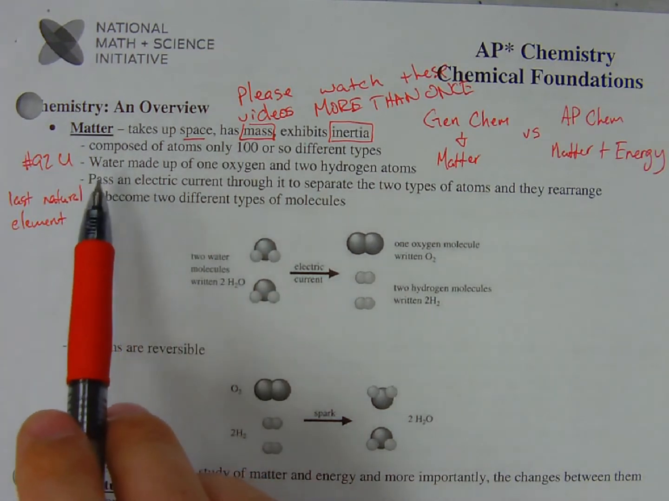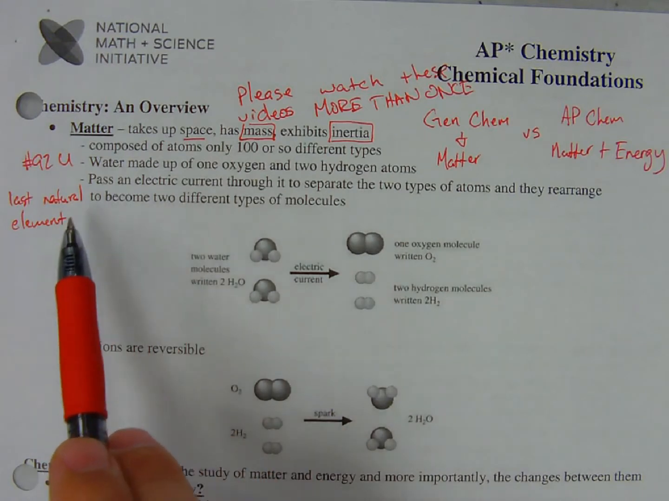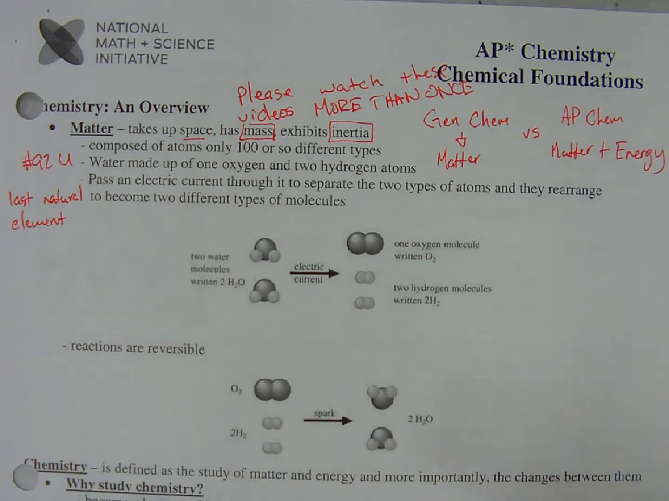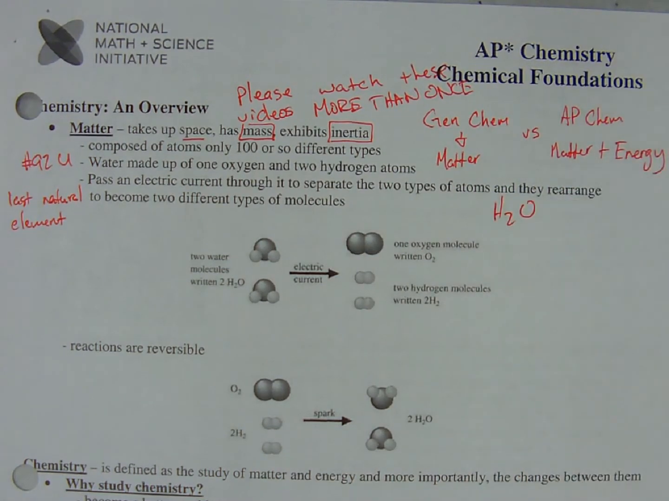So all matter is made up of only about 100 or so different types of elements, just in different combinations. Water, for example, is made up of 1 oxygen and 2 hydrogen atoms. You guys know that water is H2O. You guys already know that.